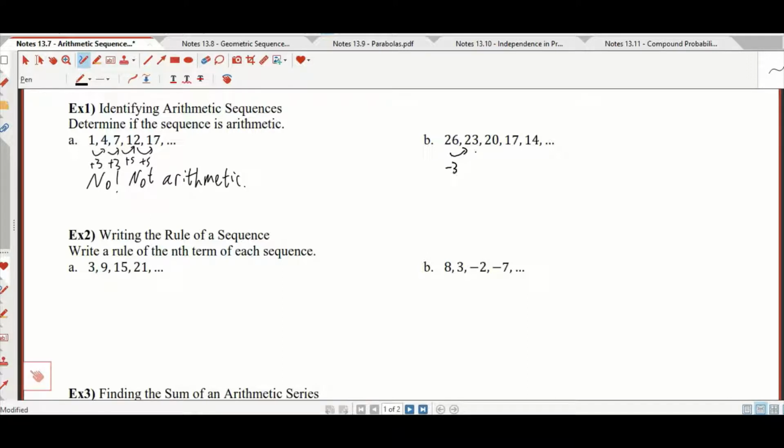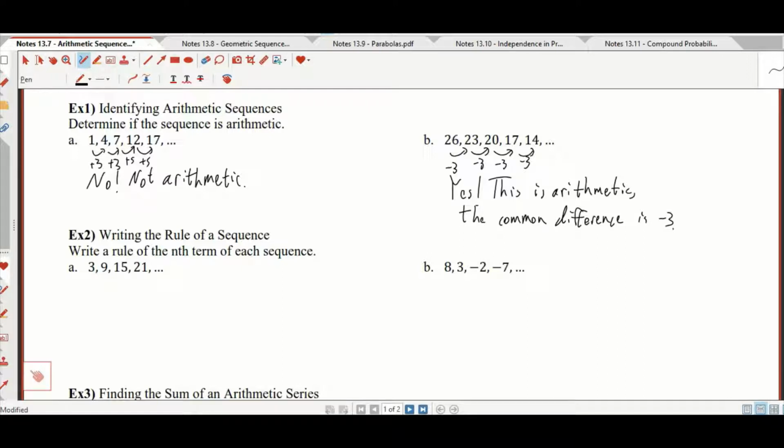26 to 23 goes down 3. 23 to 20 goes down 3. 20 to 17 goes down 3. 17 to 14 goes down 3. So yes, this is arithmetic. The common difference is -3.